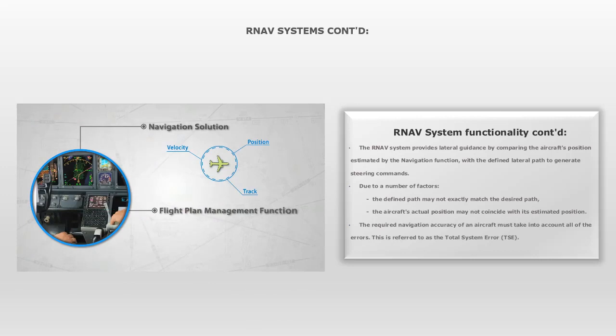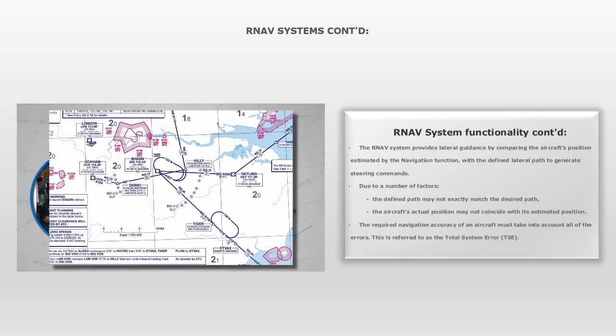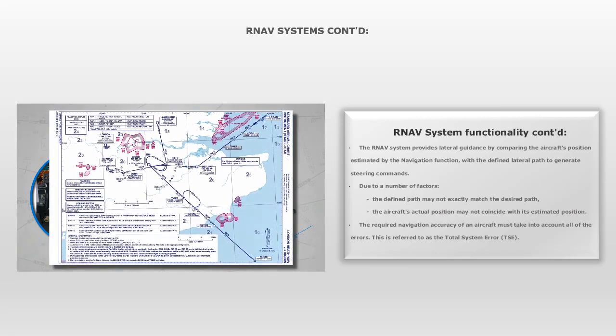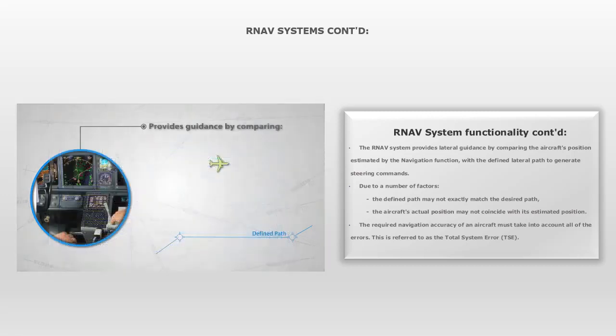The flight plan management function uses its internal database, if part of that navigation computer's functionality, to create the defined path. As we know, the database holds information about the ATS route structure, the location of the ground-based navigation aids, and a variety of other important data such as airspace constraints. The navigation computer then provides guidance to the flight crew by comparing the aircraft's estimated position to the defined path.